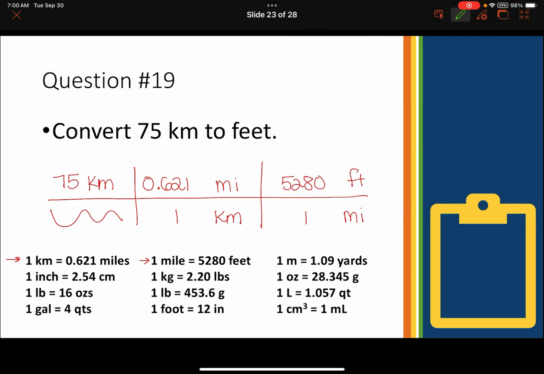So the first thing that you want to do is multiply the top. 75 times 0.621 times 5280. That total comes out to 245,916. On the bottom, we have 1 times 1, which is 1. So our final answer, I'm going to put it down here, is 245,916. And then feet, because kilometers cancel top and bottom, miles cancel top and bottom, and we're left with feet.